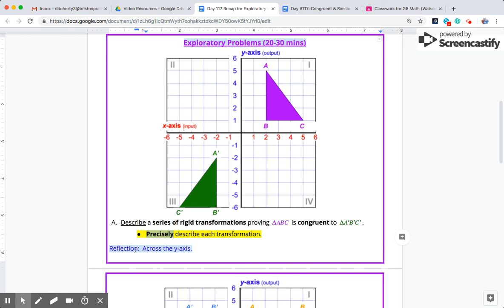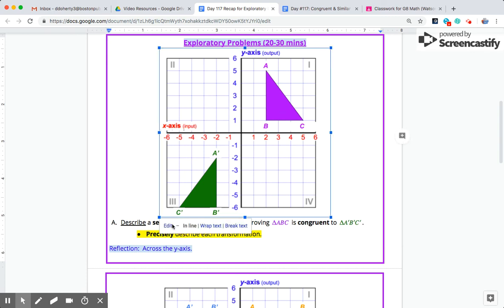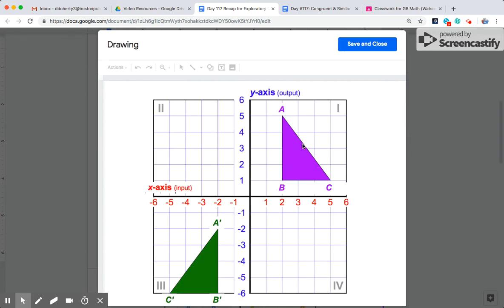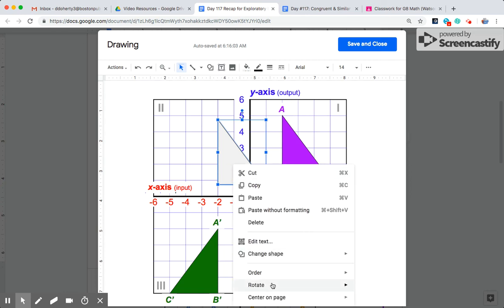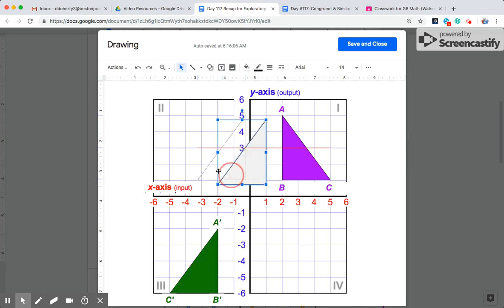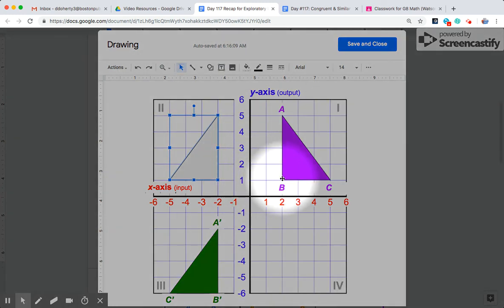and that's the precise description we're looking for when we talk about our reflections. Now, if I were to flip that purple triangle, I'm going to make a copy of it and show you a reflection across the y-axis. I'm just going to color this one gray. If we flip that and do a reflection across the y-axis, we could see 2 units away here, 2 units away there, and it flipped across the y-axis. It still needs to be dragged down to the green triangle.